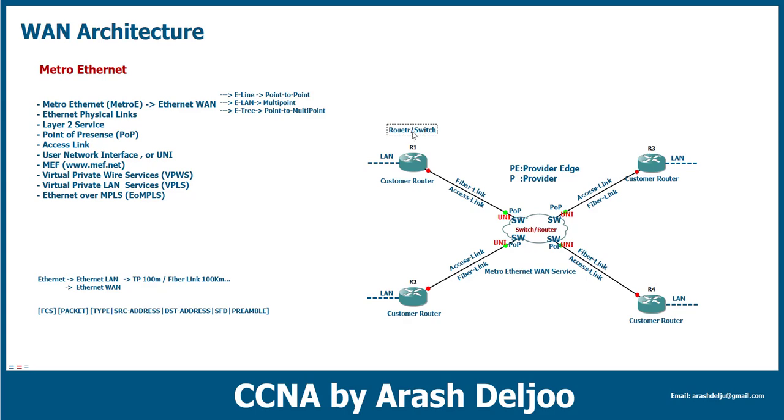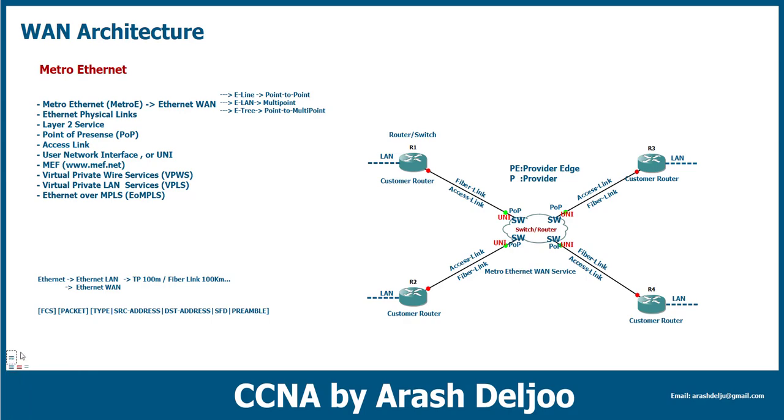This is a layer 2 service. Look at here, you know that with all types of Ethernet WAN, we are creating a layer 2 service, not a layer 3 service. What does it mean? Look at here.